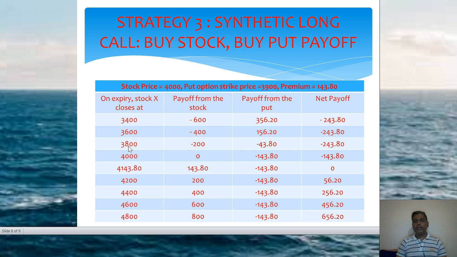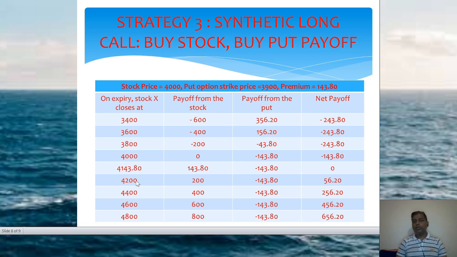If it closes at 3,800, the loss from the stock would be 200, the loss from the put option would be 43.80, and the total loss would be 243.80. If it closes at 4,000, there will be no profit, no loss from the stock, whereas there will be a loss of 143.80 from the put option, and the total loss would be 143.80. If it closes at 4,143.80, which is the break even point, then the profit from the stock would be 143.80, whereas the loss from the put option would be 143.80, and in totality we would have no profit, no loss.